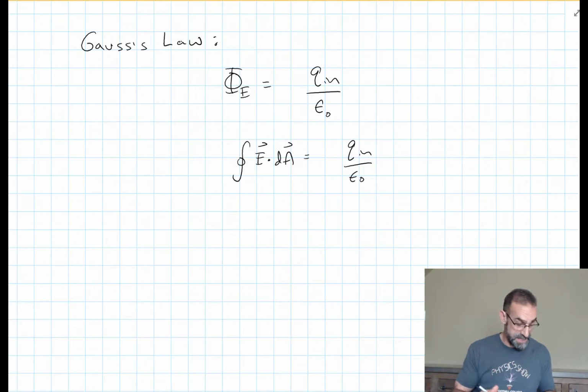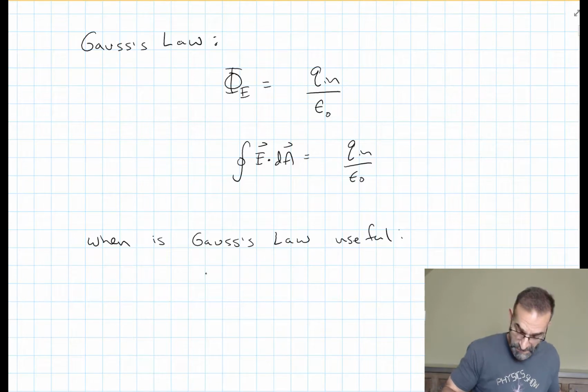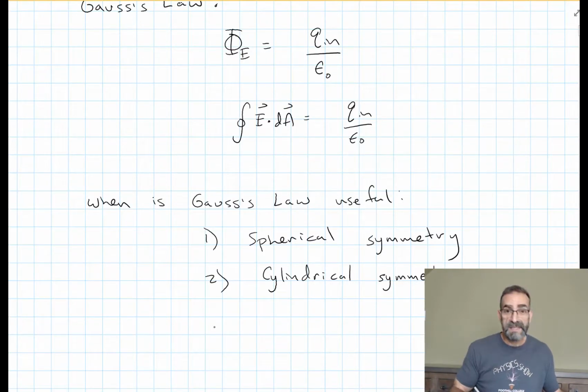in very specific cases. So Gauss's law is always true, but it's really only useful in a few cases. It only simplifies life for us in a few situations. One of those is spherical symmetry, and cylindrical symmetry. And the last one is infinite sheets of charge.